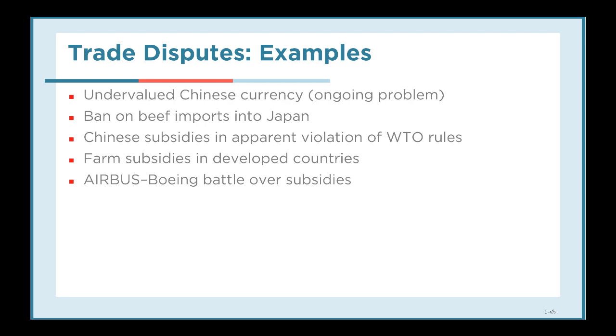Ban on beef imports into Japan. So Japan said, hey, we're not going to buy beef from the U.S. We think that beef raised in the U.S. is inferior to beef raised in Japan, and so we don't want any U.S. beef in Japan. And that nationalistic idea caused a dispute. So all the American beef folks are like, well, hey, this isn't right. They're appealing to the government, but that's what you got.